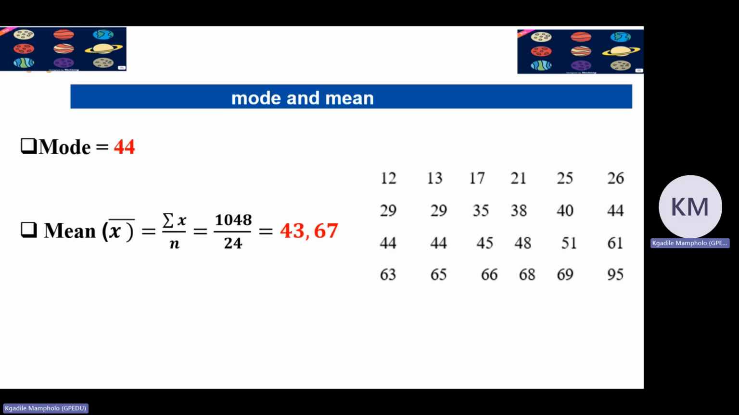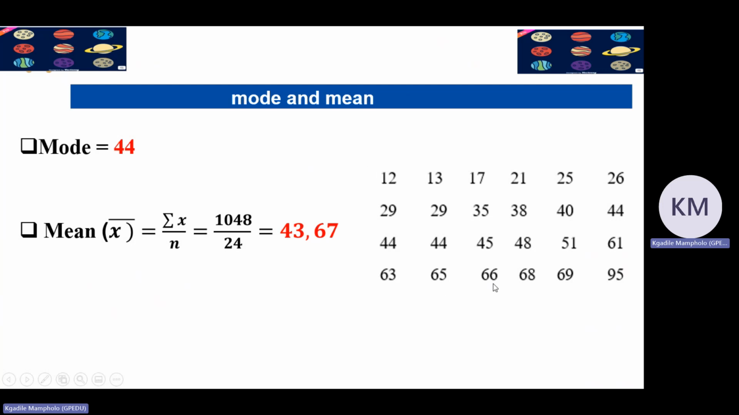Now, for instance, if you are given a data set like this, you see that 44 appeared 3 times, then it's our mode. The mode is the number that happened more often, or the number that appeared many times. So the mean, the mean is the average.